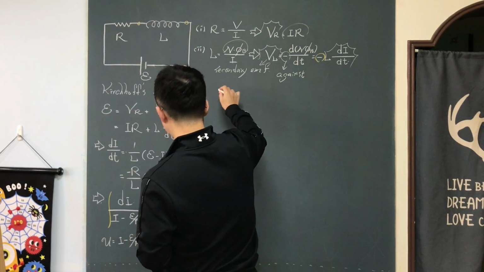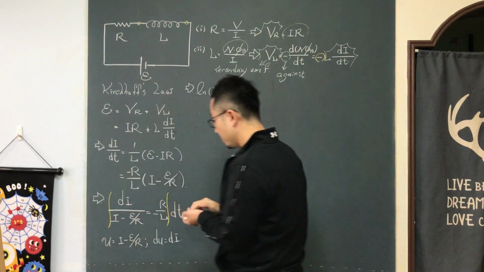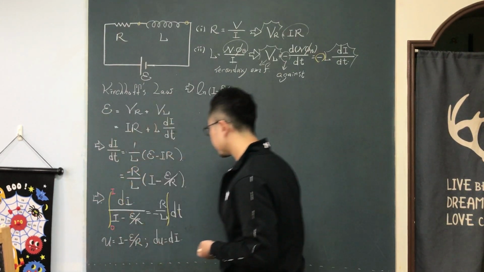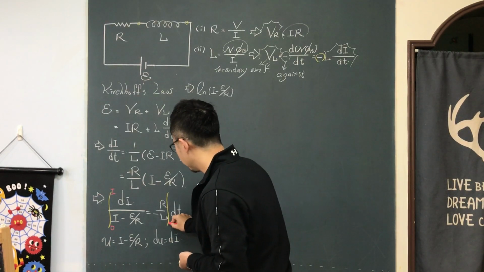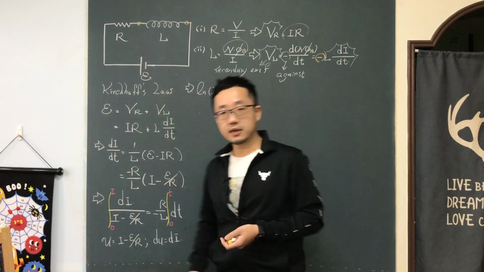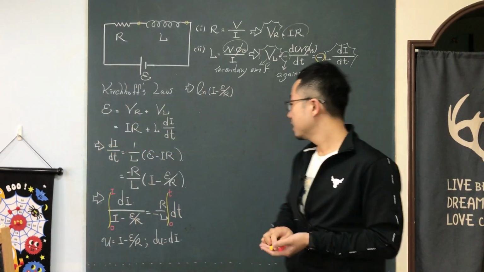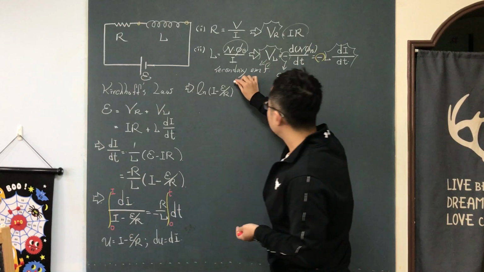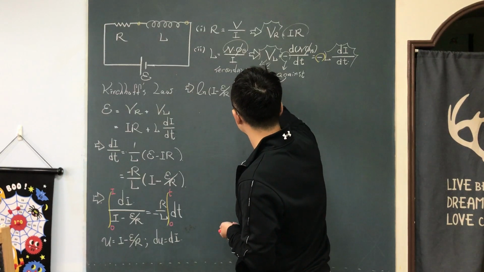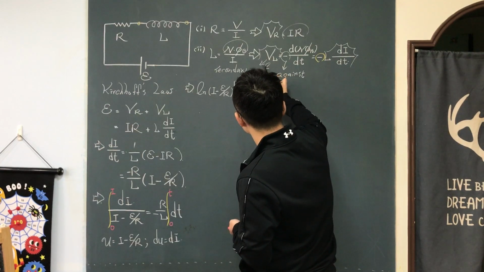The natural log of I minus E over R, evaluated, remember, evaluated from some initial value equals 0 to I, and integrate dt from time equals 0 to some time t. Evaluated from 0 to I, which is equal to minus R over L times t, evaluated from 0 to some time t.